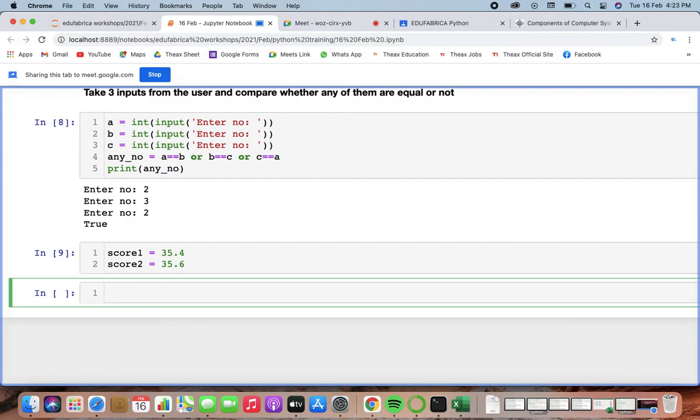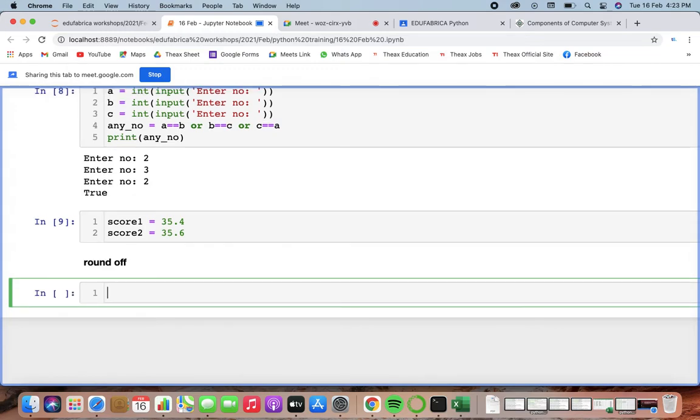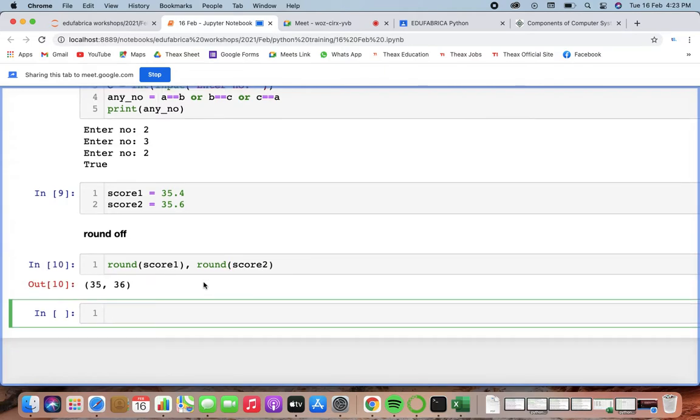So in these kinds of situations, what we are going to use is called the round function. It is available in the math module, but you can still use it here. You have to write the round function of score 1, and it will return the rounded figure, and the round function of score 2. So it's 35 and 36. Very simple, clear to everyone? Yes, no, guys?